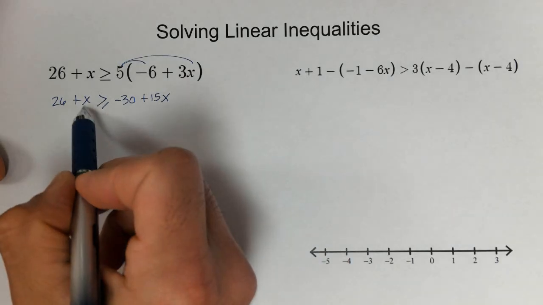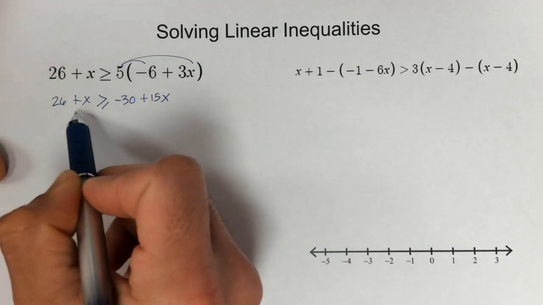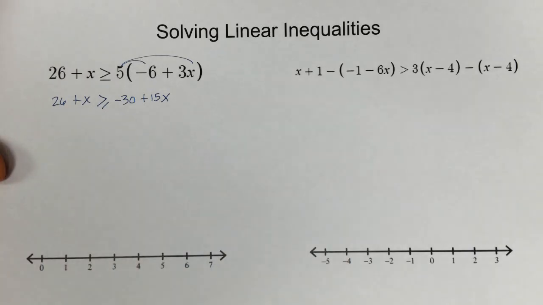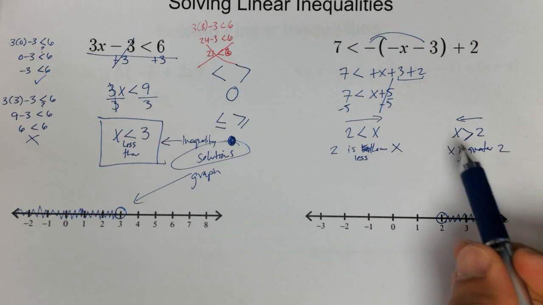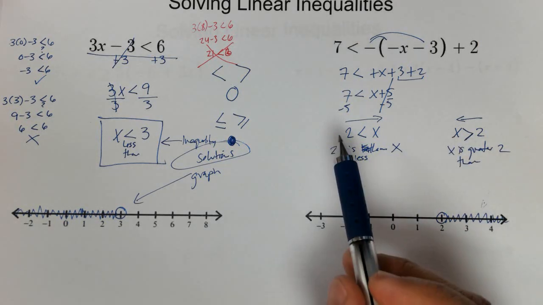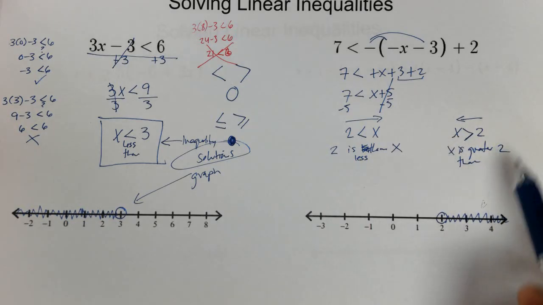So I'm going to move the x to which side? I prefer moving x's to the left because in the end, I want to be able to read the problem: x is greater than something or x is less than something, as opposed to the number is less than x or the number is greater than x. So for these scenarios, I'm going to move all the x's to the left.